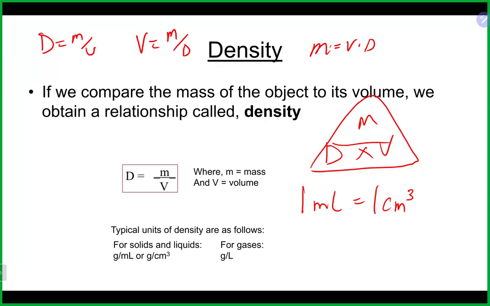Like we did in the lab last week, we take some length measurements. The length times the width times the height will give us our cubic centimeter volume. Obviously, we could just take a regular volume reading if we're looking at something like a cylinder, like you did before.